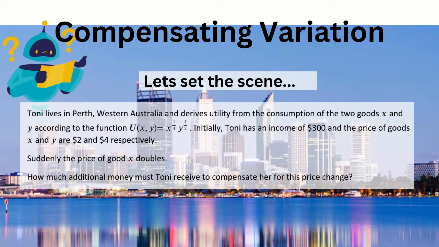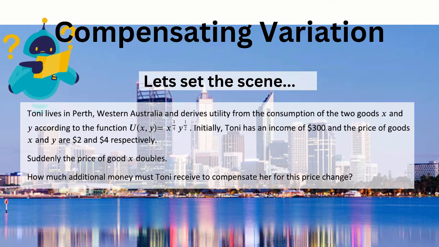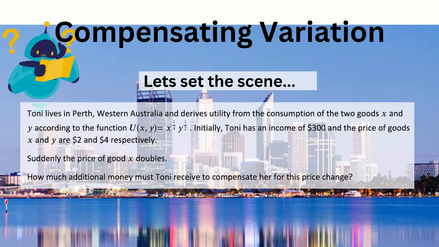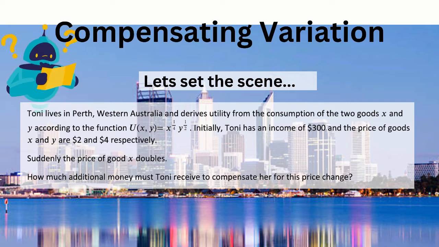Toni, who lives in Perth, Western Australia, derives her utility from the consumption of two goods x and y according to the function u(x, y) = x^(1/4) y^(1/2). Initially, Toni has an income of $300 and the prices of goods x and y are $2 and $4 respectively. Suddenly, the price of good x doubles. Now we're asked how much additional money must Toni receive to compensate her for this price change.